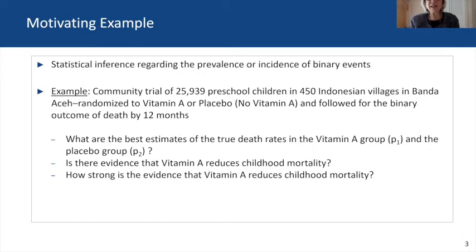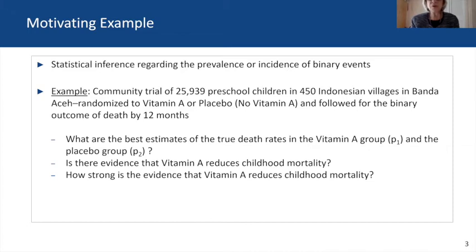So our motivating example is to set up logistic regression to make statistical inference regarding the prevalence or incidence of binary events. A binary event is one that has only two possible outcomes. So for example, our outcome of interest Y may take on only two values, supposedly 1 or 0, and 1 would indicate the occurrence of the event, and 0 would be the non-occurrence of the event.